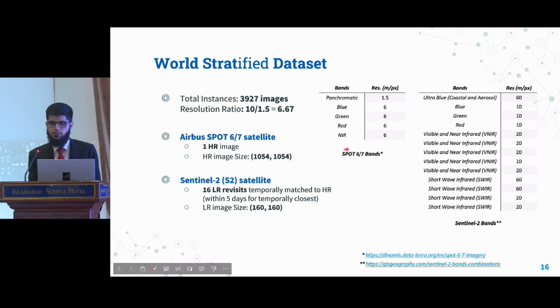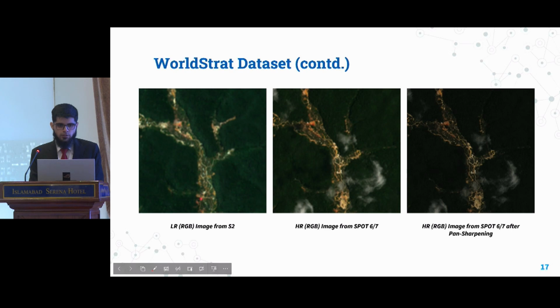So here you can see these are the stats which I discussed earlier as well. But the important thing is this is Sentinel-2 and Spot 6/7 bands, and you can see the highest spatial resolution offered is 1.5 meters per pixel. For Sentinel, we are using the RGB imagery, so they offer 10 meter per pixel spatial resolution. And corresponding to each high resolution image, this data has 16 low resolution images, which are temporally as well as geographically matched. So here you can see some of the data set.